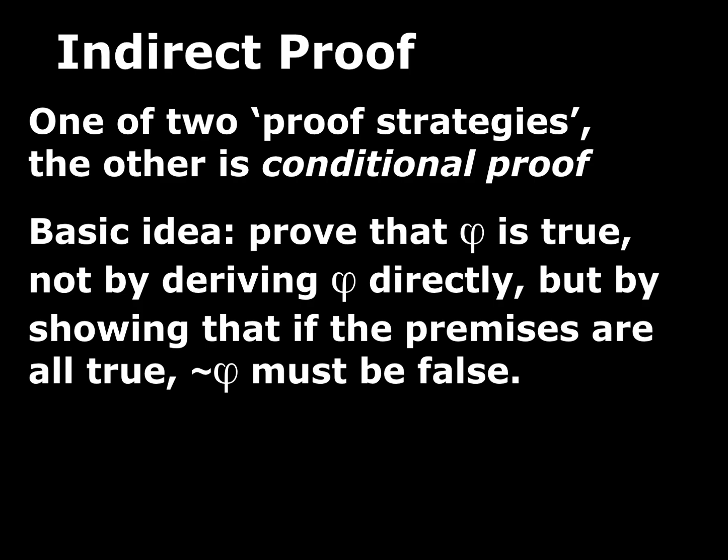But I'm going to be a little bit not completely technically correct in the way I describe this, just because it's a lot easier to talk about it in terms of truth. The basic idea is you want to prove that phi is true, not by deriving phi directly, but by showing that if the premises are true, not phi must be false. And of course, if not phi must be false, then phi is true.